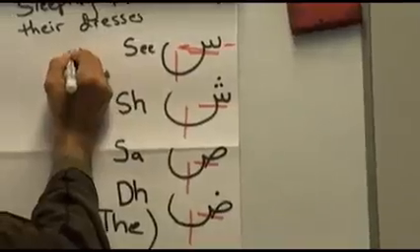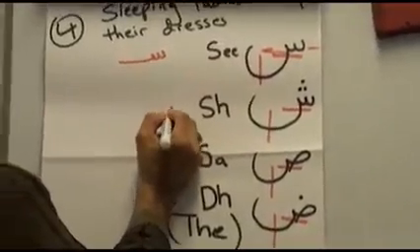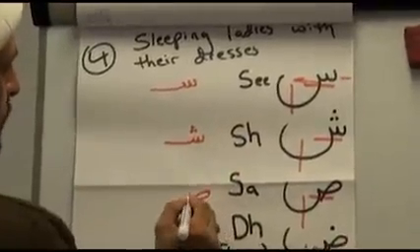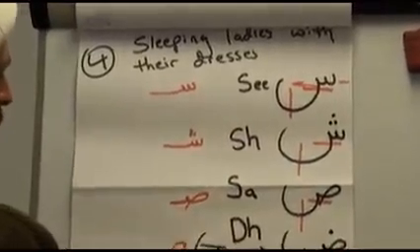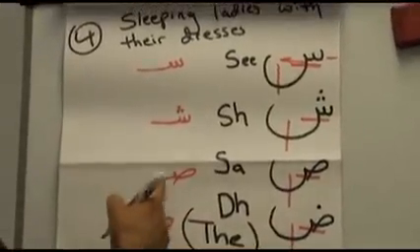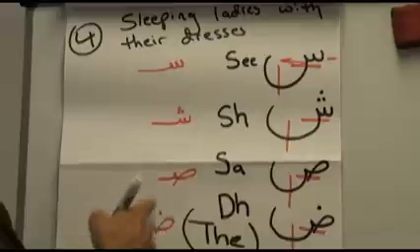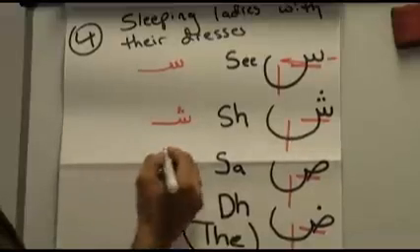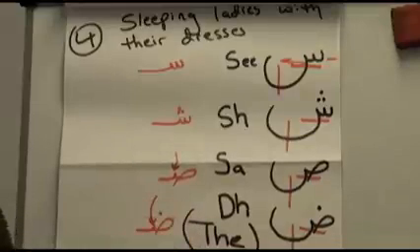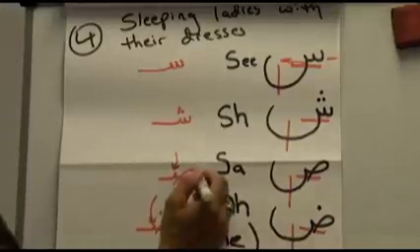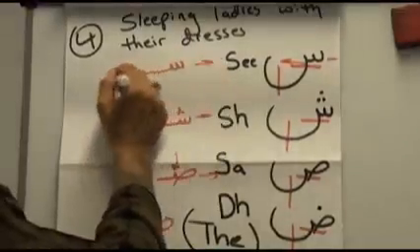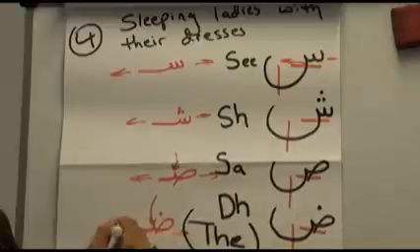So Seen will be like this. Sheen will be like this. Saad will be like this. Dad will be like this. Remember, in this Saad and Dad, you have to put this small notch. This has to be there in Saad. This small notch has to be there in Dad. So basically, they connect from both sides. Seen, both sides. They connect from both sides.